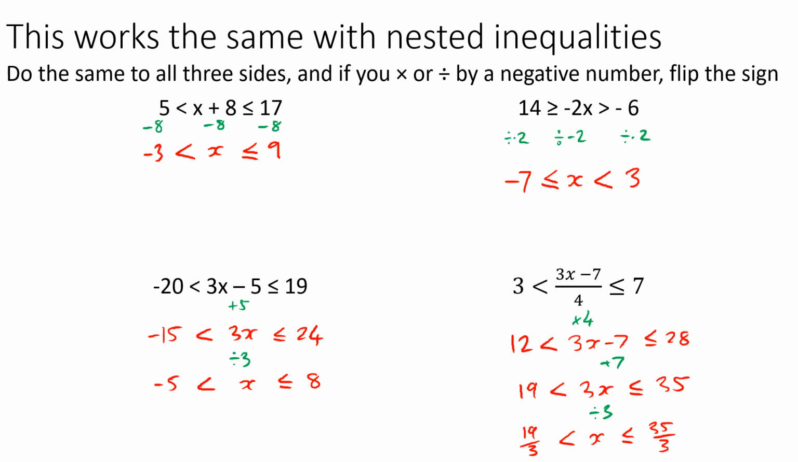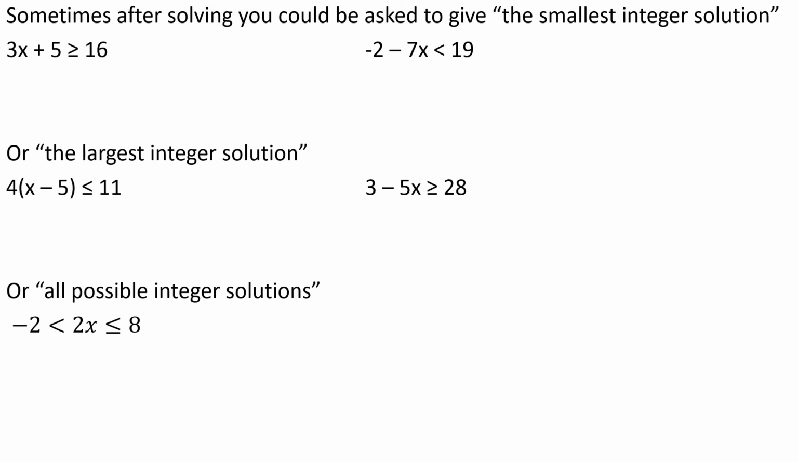So the last thing you could be asked to do is to give the smallest or largest integer solution to your inequality. And there's basically just 2 steps here, which is that we need to solve the thing and then work out what the integers that fit into it are. Remember from before, integers means whole numbers. So another way of reading these top 2 questions is we want to find the smallest whole number that works for this inequality. So let's solve it first.